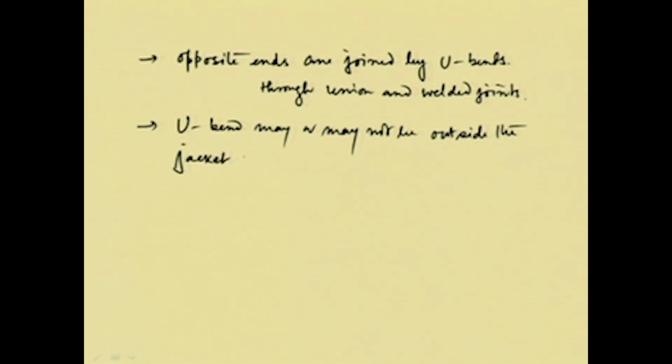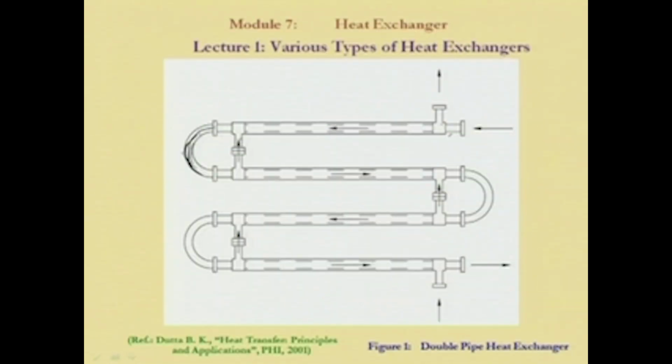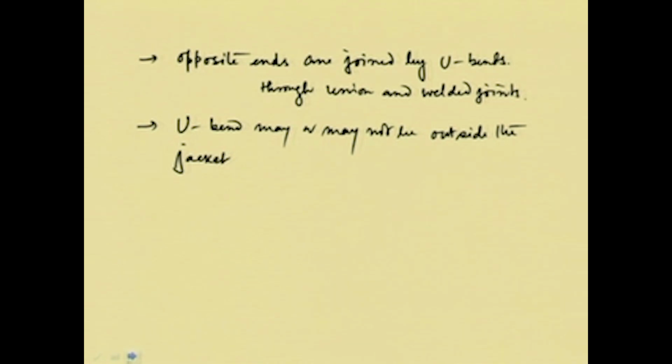Okay. That means that if we see in this figure, we have shown that here the U bend is outside the jacket. The jacket does not cover that part, and so while we will be doing the heat transfer calculations, we should see that that part is not included while doing the calculations. Okay.